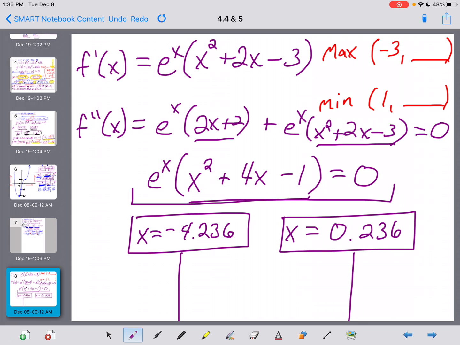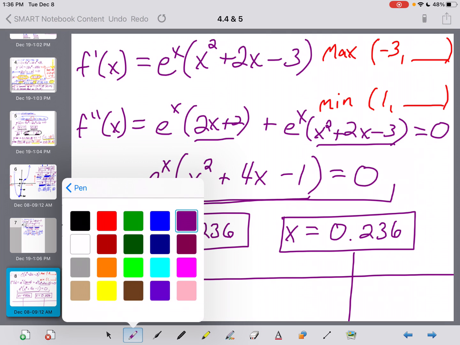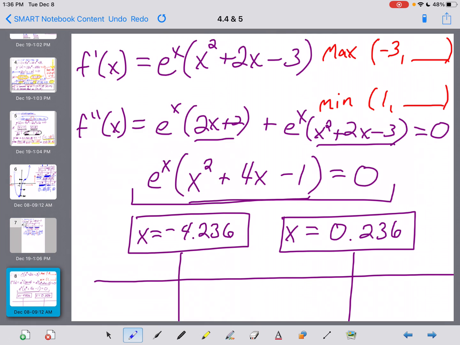So we make a 3-layer sign chart here looking like this. And once again, we're just going to choose 3 random x values that fall into these intervals. First interval, less than negative 4.236. So how about we choose x equals negative 5? In between those two values, just barely, we can let x equals 0. And then greater than 0.236, we can let x equal 1. Now guys, we are dealing with the second derivative. That's where these values came from. So we are seeking information about concavity.